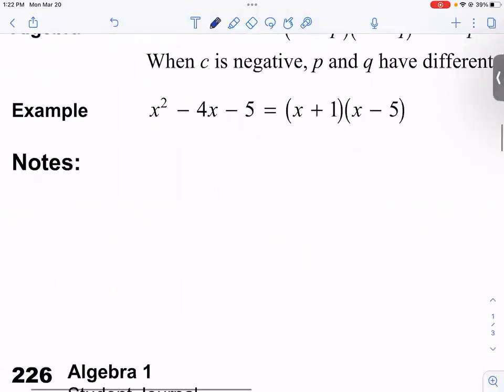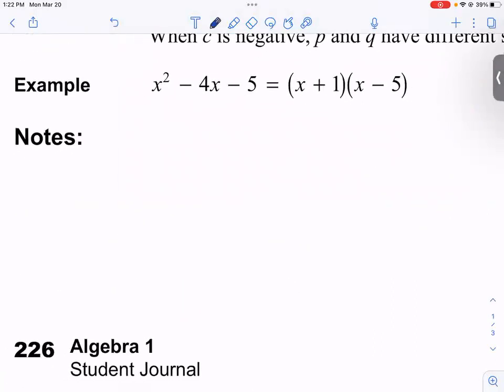Okay, so now let's talk about what happens when this term right here is negative. This is our FO plus IL. When this term is negative, that means we have one positive and one negative in our factors. So we're going to have to think just a little bit harder. Like in this example, +1 times a -5 gives us the -5, and +1 plus a -5 is this -4.